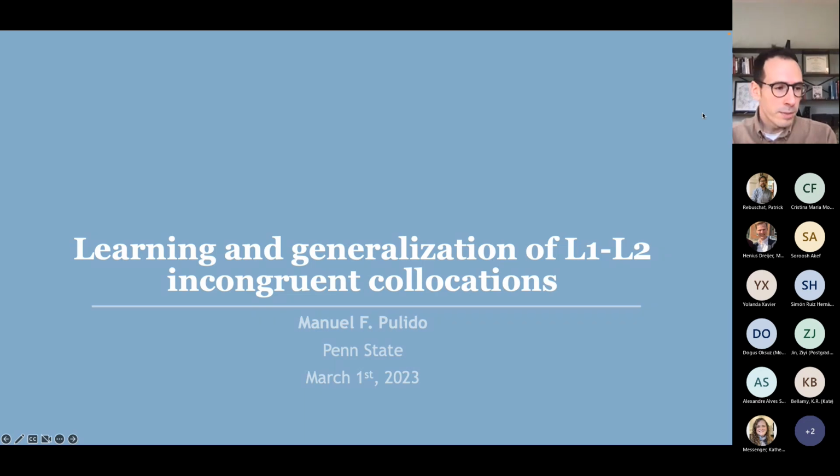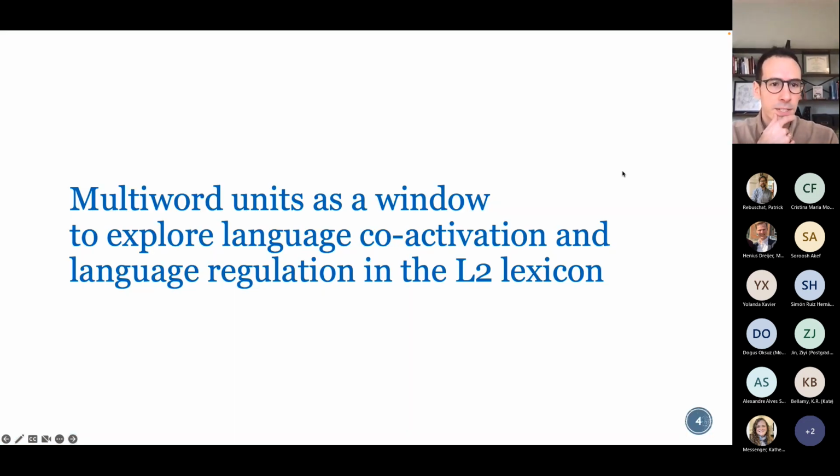So in the work I'm going to be presenting today, this is work from a series of studies that investigated learning, and then more recently I've been looking at generalization of L1, L2 incongruent collocations. One of the main goals here is to also look at multi-word units as a window to explore co-activation and language regulation in the second language.